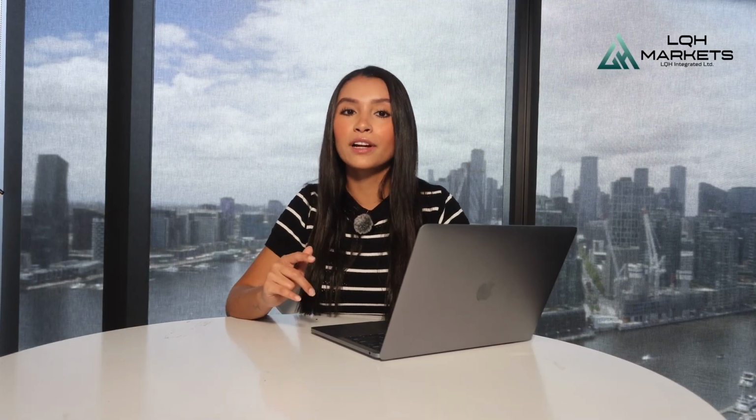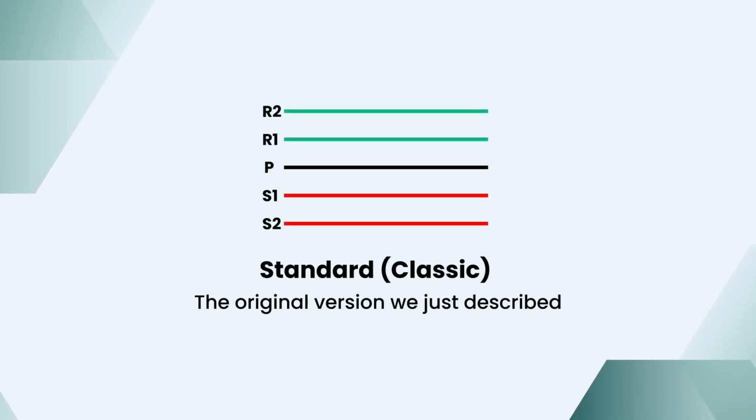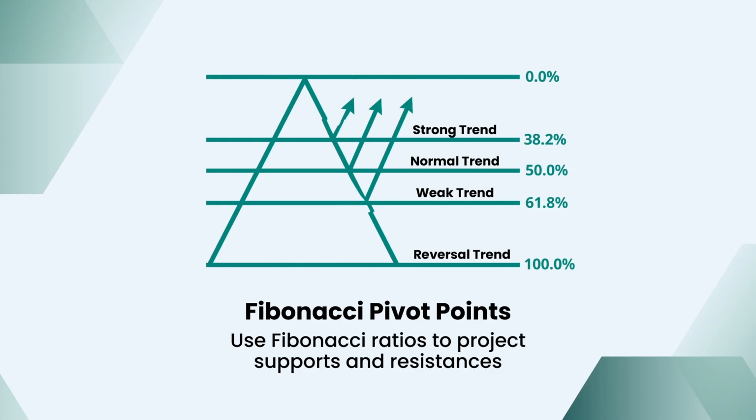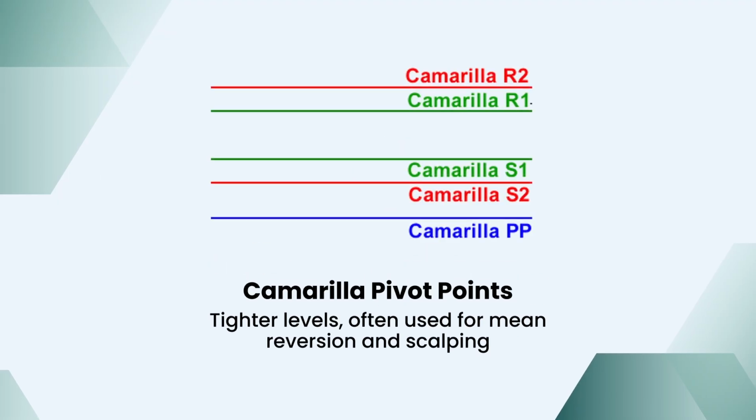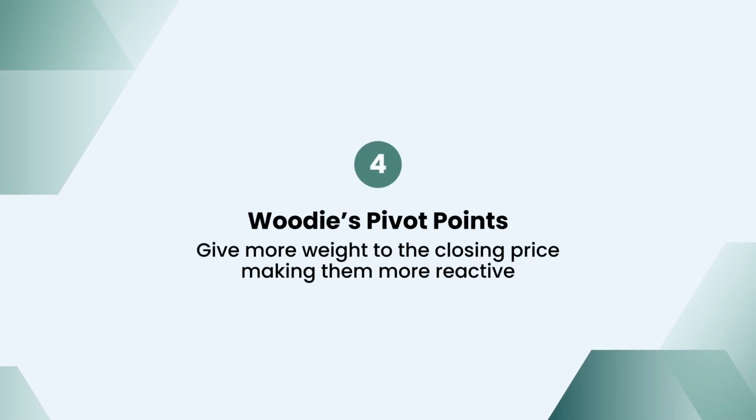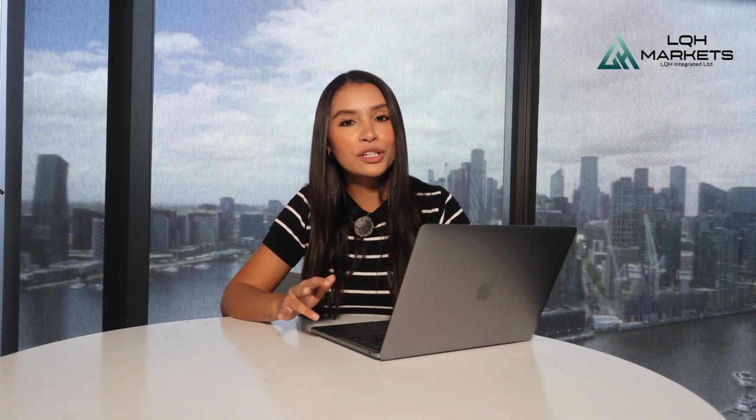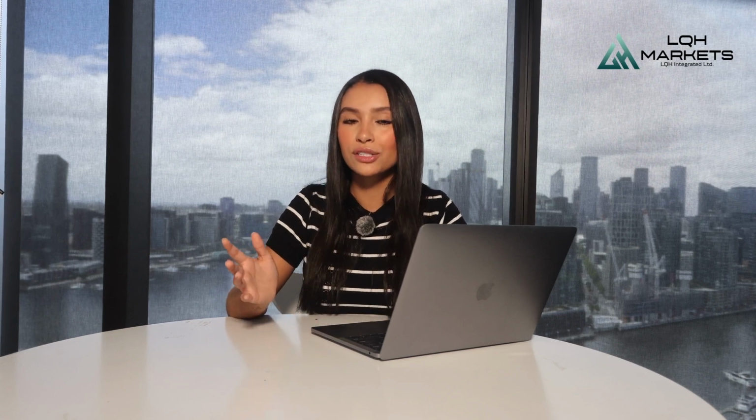Over time, traders developed several variations. The first one, the standard classic, is the original version we just described. The second, the Fibonacci pivot points, use Fibonacci ratios to project support and resistance. The third one, the Camarilla pivot points, are tighter levels often used for mean reversion and scalping. The fourth one, Woody's pivot points, give more weight to the closing price, making them more reactive. Each version serves a slightly different purpose, but the logic is always the same: identifying key zones where the market could bounce or break. So let's see how traders use the pivot points.